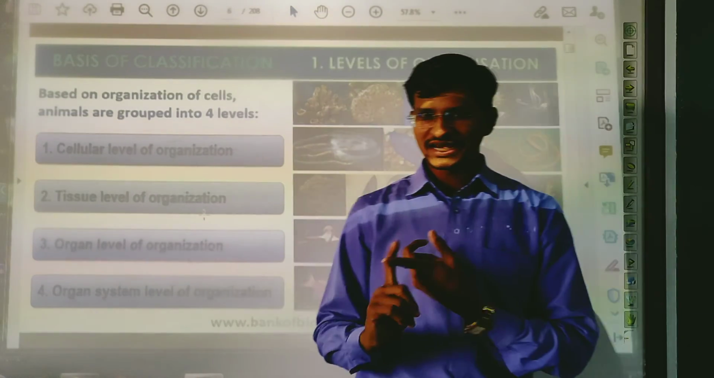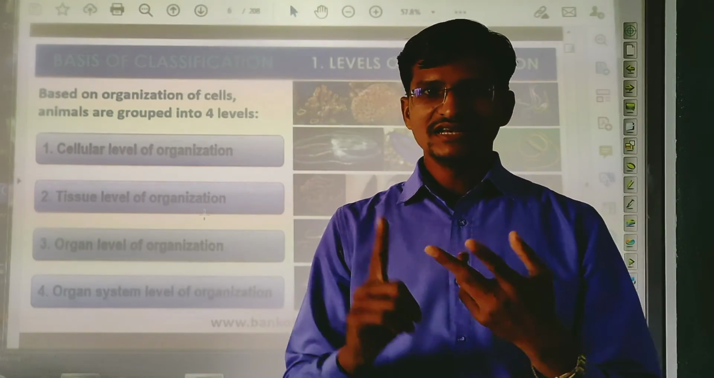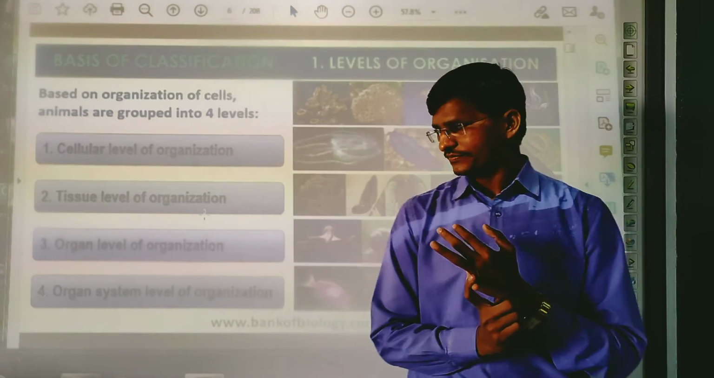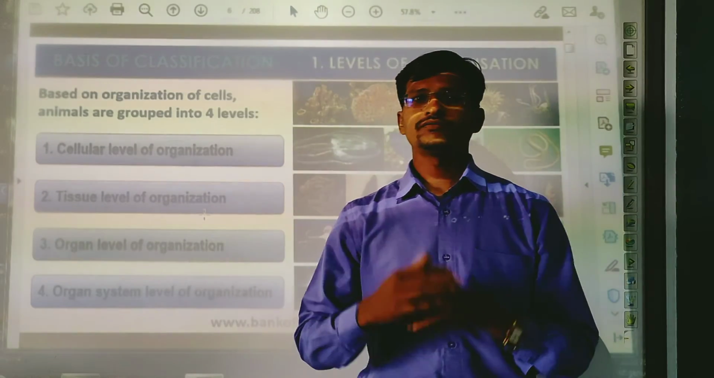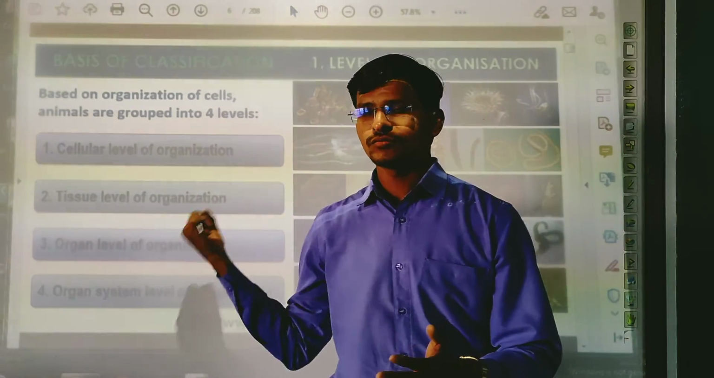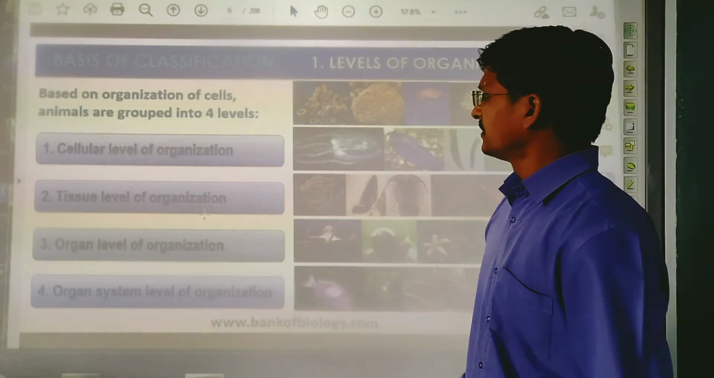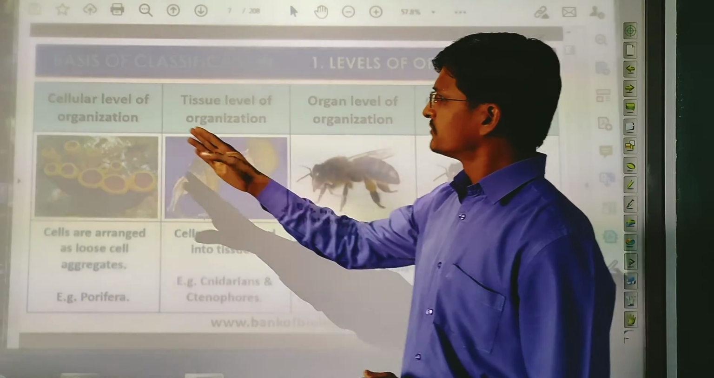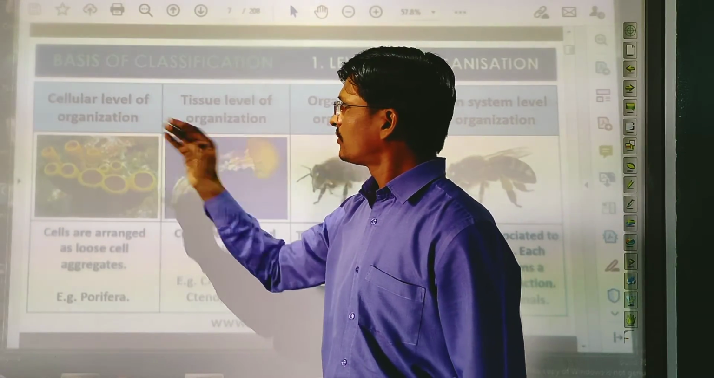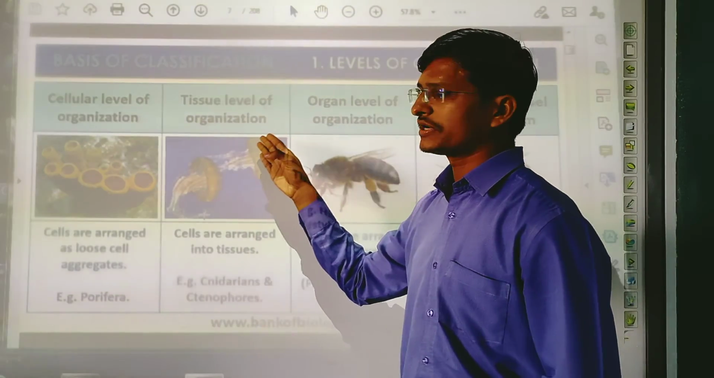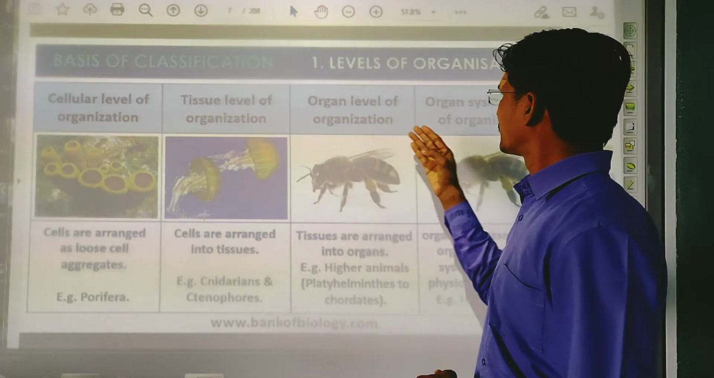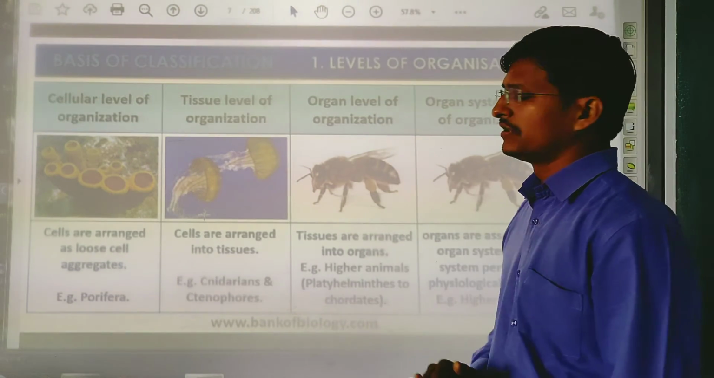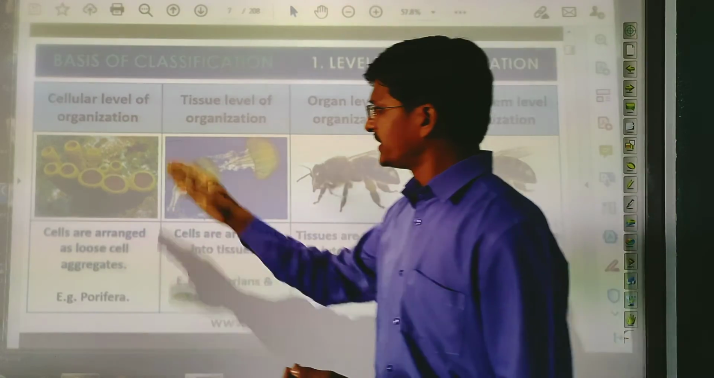The levels of organization: first, cell, tissue, organ, and organism. So these are the four levels of organization. Next, we see the cellular level of organization, tissue level of organization, organ level of organization, and organ system level of organization. So here we can start.